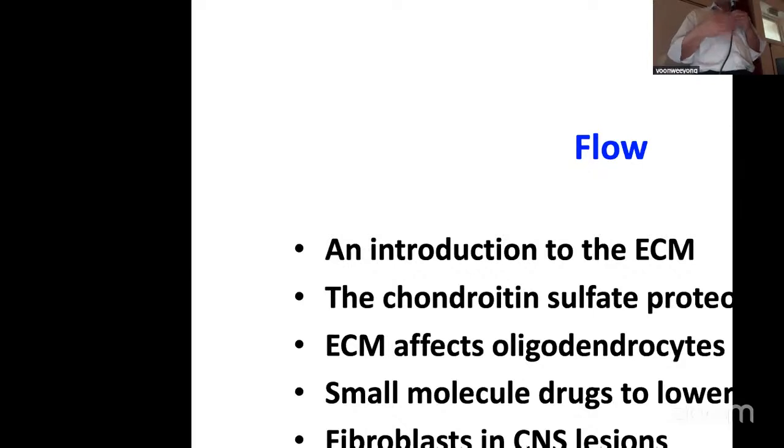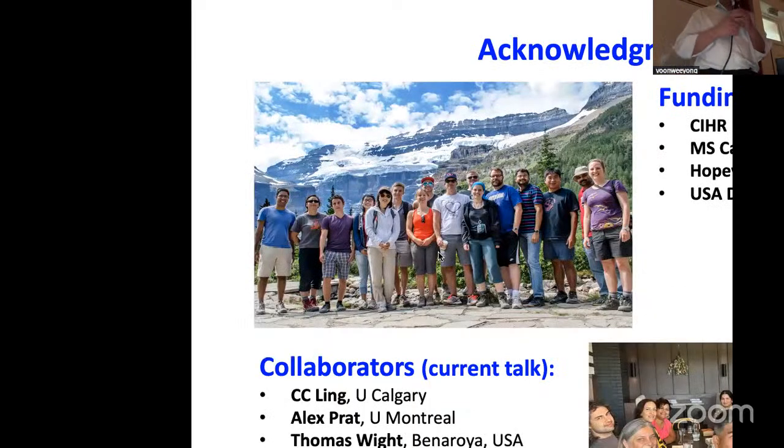So the flow, hopefully, you are introduced, you're reminded of the extracellular matrix, a subfamily, the chondroitin sulfate proteoglycans, that they affect oligodendrocytes and also microglia. That we have used fluorosamins to try to lower CSPGs, and that fibroblasts are something to contend with in lesions of the central nervous system, and they bring with them many ECM members that are deposited. So with that, I just want to acknowledge funding sources, the people in the lab, and collaborators. Thank you very much.